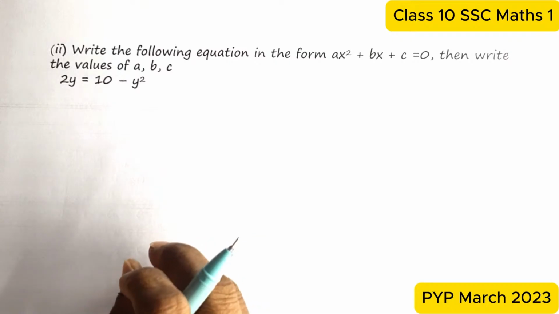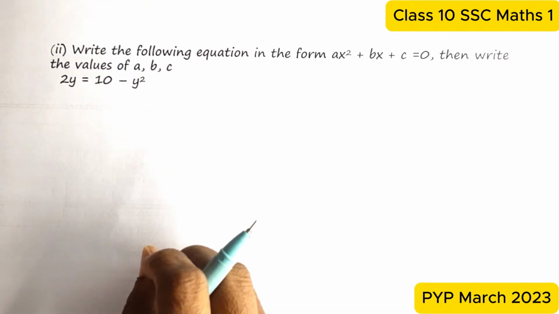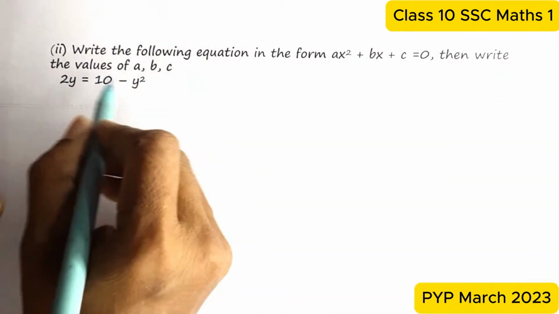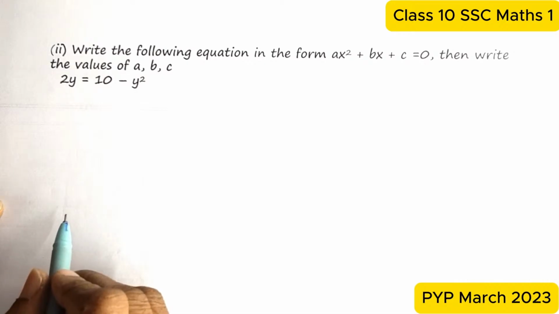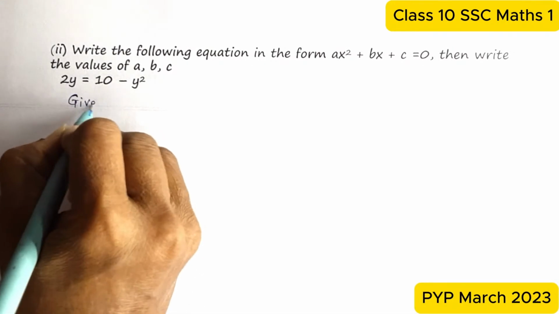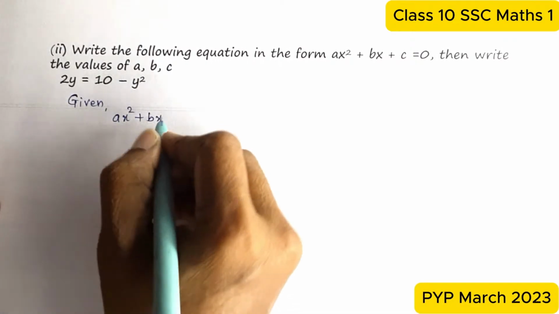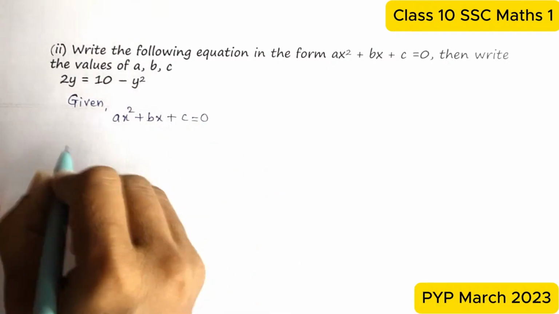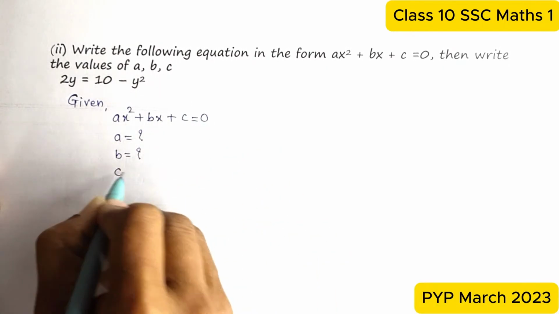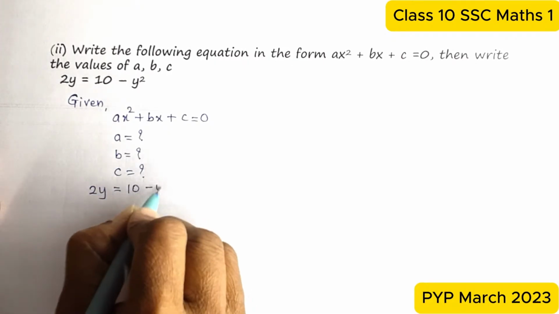Example 2, and that example 2 is: write the following equation in the form ax square plus bx plus c is equal to 0. Then write the values of a, b, c. So now here very easy question students. Here the given is that ax square plus bx plus c is equal to 0. That is a general form. And we have to find a is equal to question mark, b is equal to question mark, c is equal to question mark. And the given equation is 2y is equal to 10 minus y square.